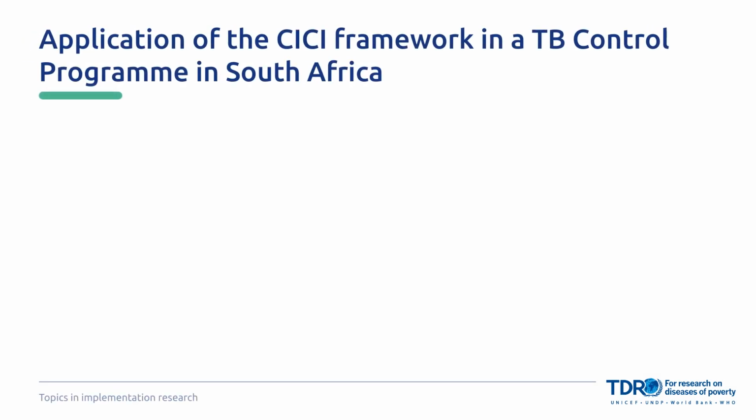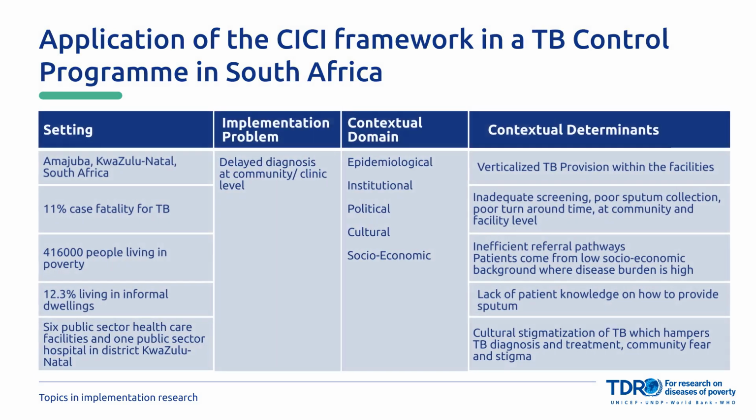Let's talk about how to apply one of these frameworks to analyze context in the implementation of evidence-informed intervention. In this example, we will apply the CC framework to identify contextual determinants of people-centered tuberculosis care provision in South Africa. The CC framework emphasizes operationalizing context, setting, and implementation. In South Africa, through the TB Control Program, WHO aims to reduce TB death and incidence by 2035.